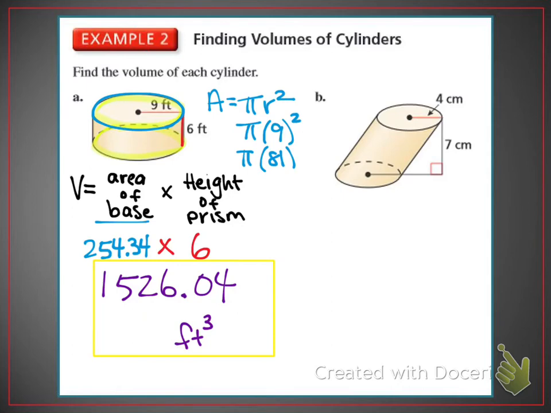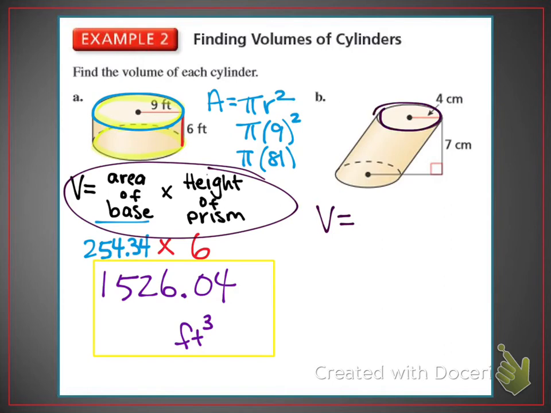Option 2. Instead of writing this formula like this, we plug in the area of the base formula. What is the area of the base? What is the formula for it for a circle? Pi r squared. And then times the height of the prism. So we literally plugged in the area formula for the area of the base, and then times the height. Area of the base times the height.